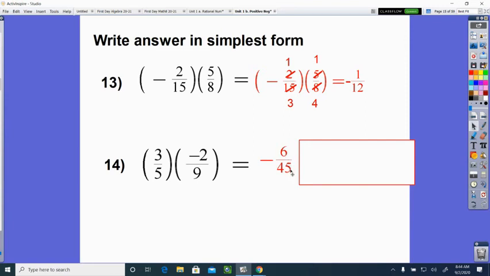They don't end in 0. They don't end in a 0 and a 5. They're not both even. So I'm wondering if they're divisible by 3. So 6 is divisible by 3. And remember, we add these. 4 plus 5, 9 is divisible by 3. We can divide both by 3. 6 divided by 3 would give you a 2. And 45 divided by 3 will give you 15. And don't forget it's negative. So just to give you a quick reminder of 7th grade multiplying rational numbers. It was the 2nd unit last year.